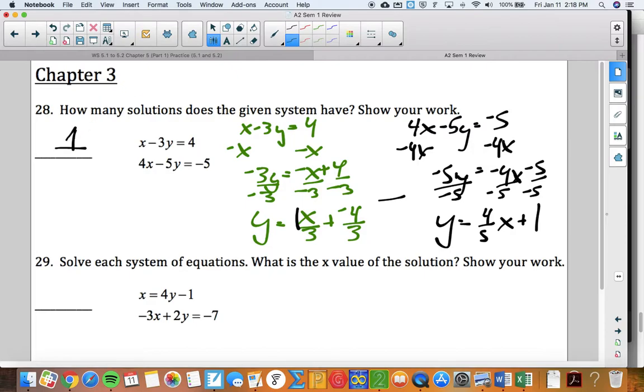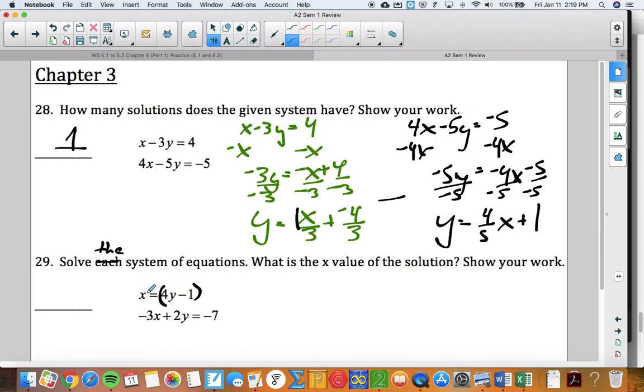Number 29. Solve each system of equations. What is the x value of the solution? Show your work. So I'd say solve the system of equations. And when you're solving, you're supposed to get an x and a y. Anywho, I like to use substitution here when they're not both in standard form.